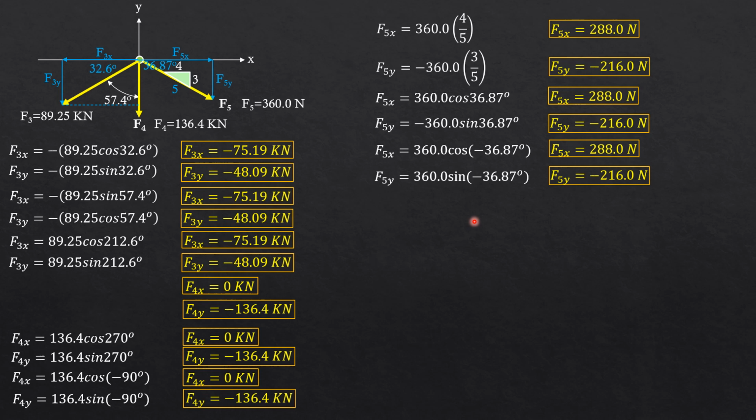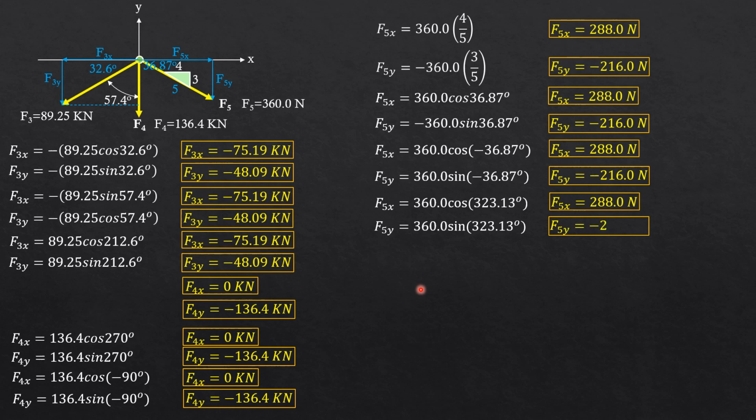negative 216 newtons. In terms of positive angle in counterclockwise direction, 360 minus 36.87 is 323.13. So F5x is 360 cosine of 323.13 degrees, and it will give us the same value of 288.0. And F5y is 360 sine of 323.13 degrees, and therefore it is equal to negative 216.0 newtons.